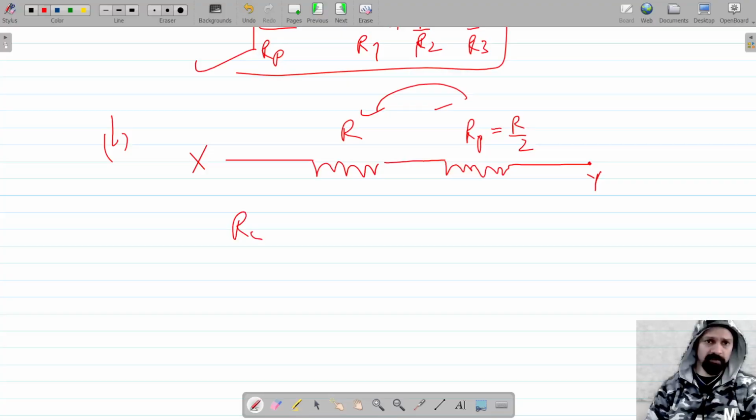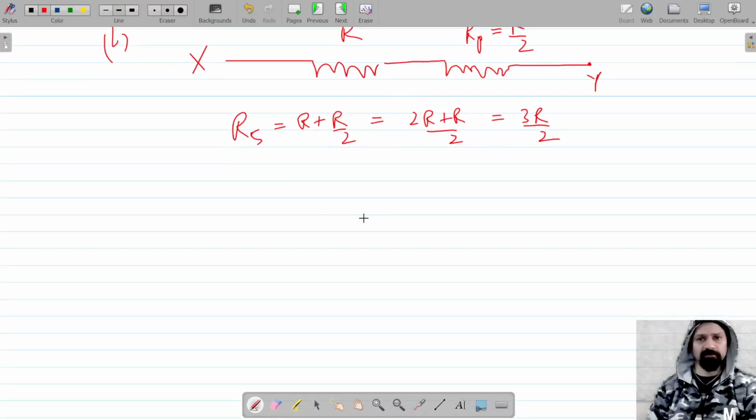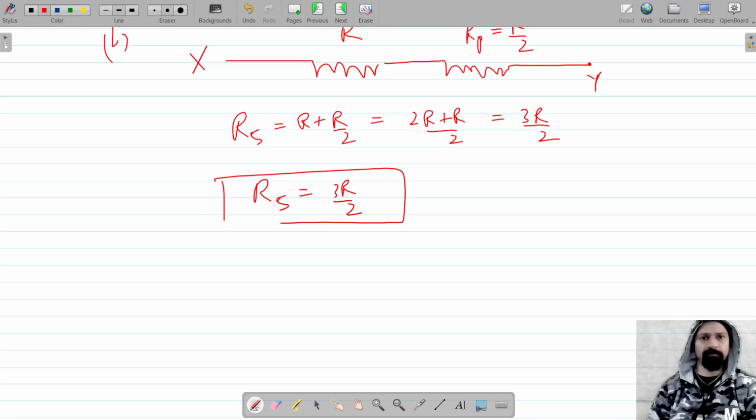The net resistance, now these two are connected in series. So resistance in series is equal to R plus R by 2, which is equal to 2R plus R by 2, and this is 3R by 2. So the net resistance of this circuit, which is finally in series, is 3R by 2.